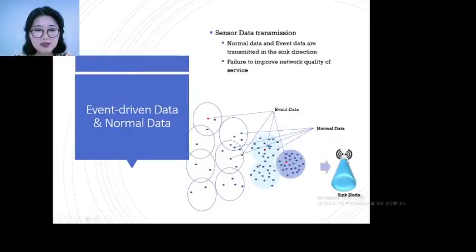Since normal data and event-driven data are mixed, transmitted and retransmitted, there is a problem in that it's not possible to differentiate the service according to the emergency priority of the data. In other words, there is a need for a method of separating event-driven data from normal data and transferring them to the sink node in the emergency order.